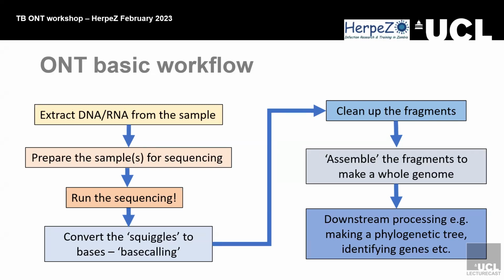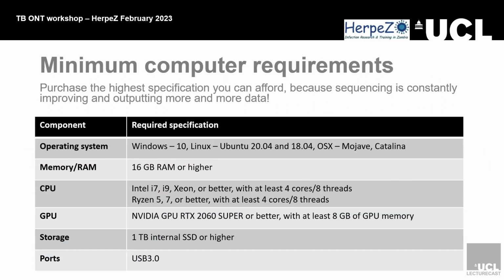So, as she said, all of this, from when you're base calling to the end when you're constructing your phylogenetic tree, is the bioinformatics side of things. You're going to need a computer with some basic specs: Windows 10, Linux, Ubuntu, or if you're using a Mac, Catalina, I think, is the lowest one now. And then you're going to need 16 gigabytes RAM or higher.